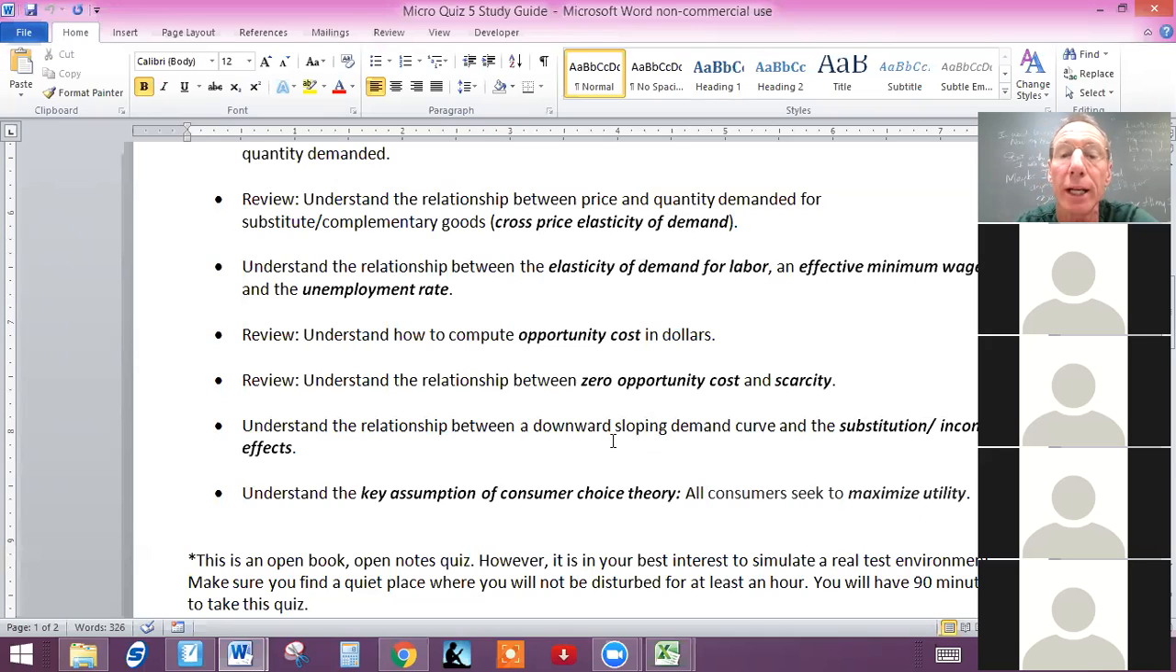Understand the relationship between a downward sloping demand curve and the substitution and income effects. Well, that's just thinking about it. The reason we have a downward sloping demand curve is because of both the substitution effect and the income effect. They both have the same result. If the cost goes down, you buy more. If the cost goes up, you buy less.